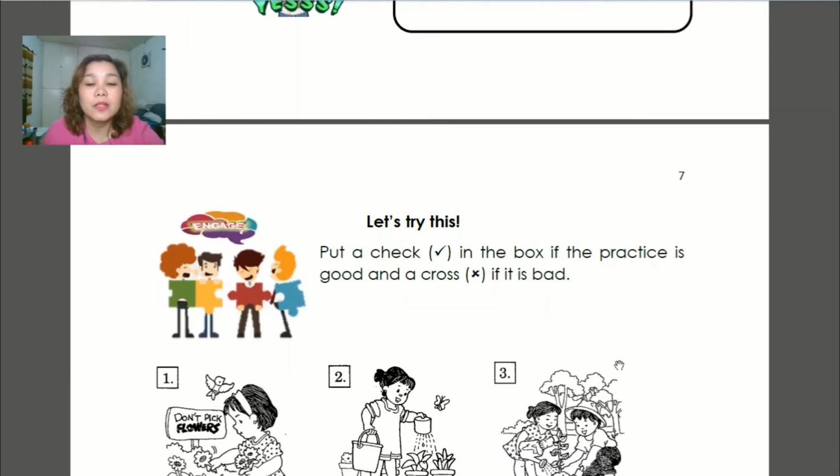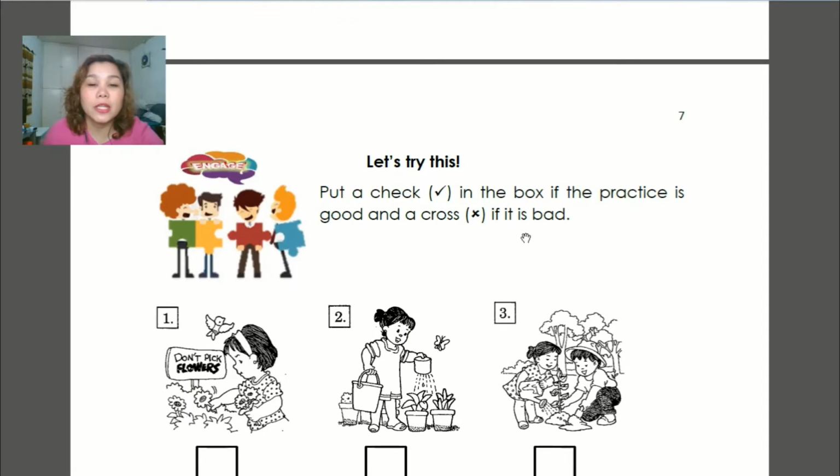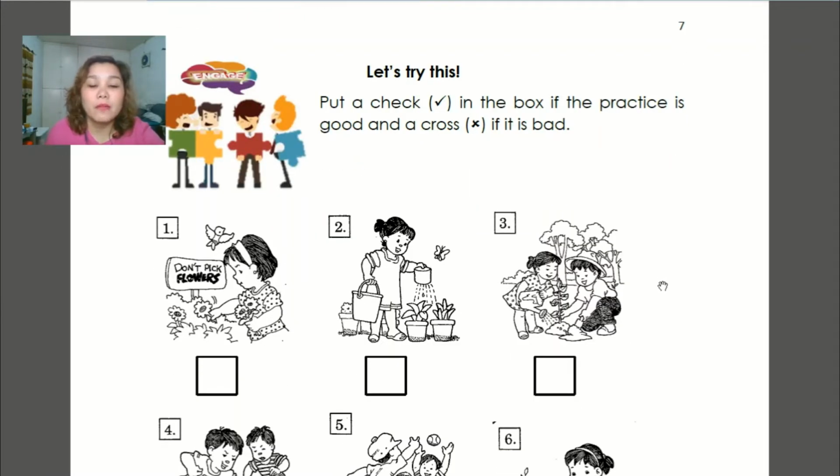Okay, let's try the engage activity. Put a check in the box if the practice is good and a cross if it is bad. So we have here 6 different pictures. Number 1. Look at the girl, what the girl is doing, and there's a signage. It says don't pick flowers. If it's a good practice, put a check. If it's bad, put a cross.